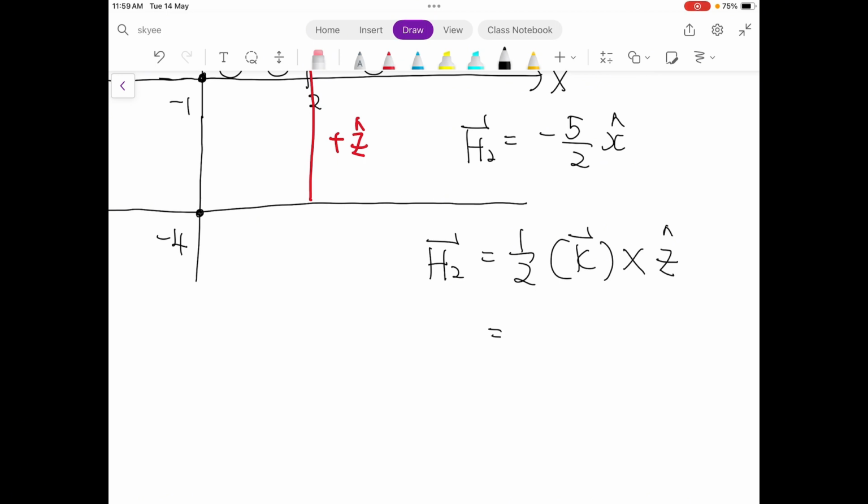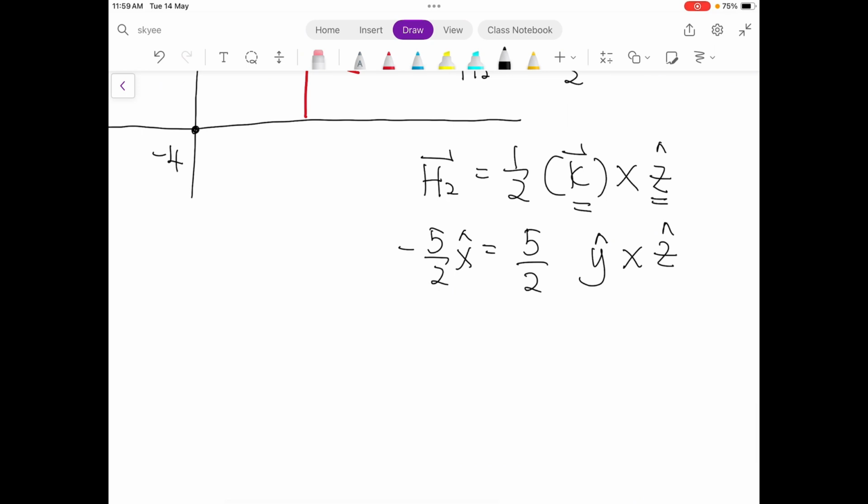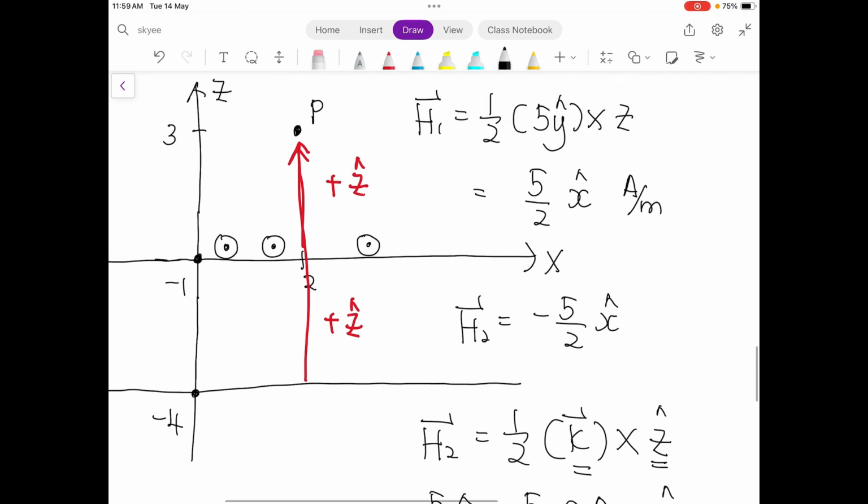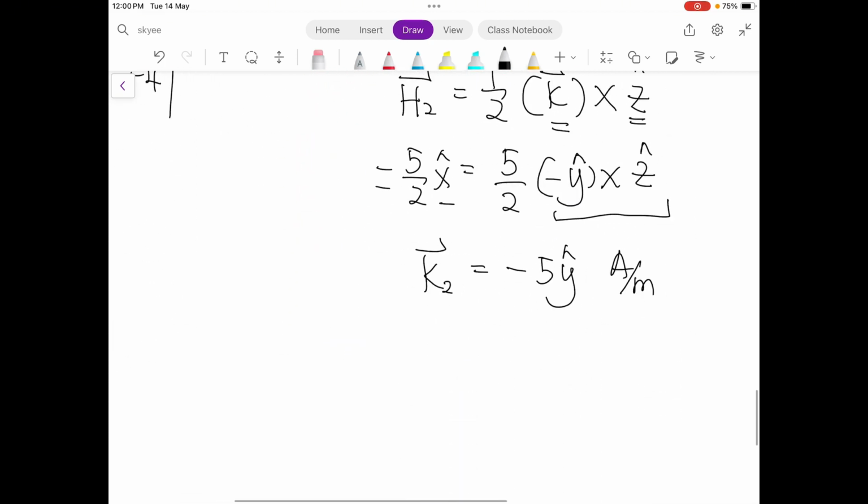In order to get 5 over 2, of course the magnitude of your surface current density will be 5, but whether it's positive or negative, you have no idea. But you know x. In order to get x, the direction of the K would be y. So you can test it: y z, do you get negative x? y z, you will get positive x. So only when this becomes negative y, you will get negative x. So the K for the second surface will be negative 5y, ampere per meter. You can always try whether it is positive or negative to get your answer.